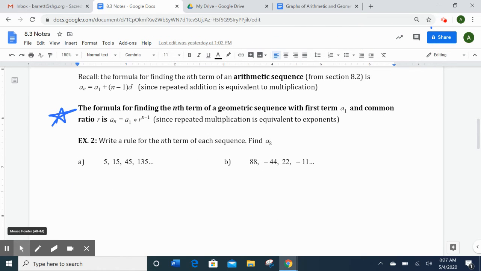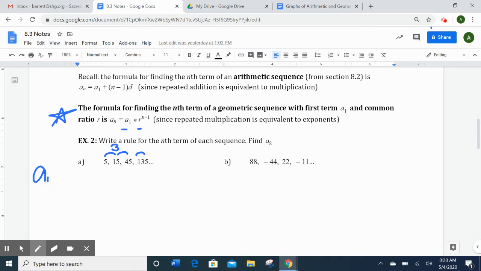It says write a rule for the nth term of each sequence, and then find A sub 8, which means what is the 8th term. So instead of having to look at this and go, okay, what are they multiplying by each time? They're multiplying by 3 each time. I don't have to multiply 135 by 3, and then multiply my half by 3, and then multiply my half by 3. I can write a formula and then use my formula. So I need to know the first term, and I need to know the common ratio.